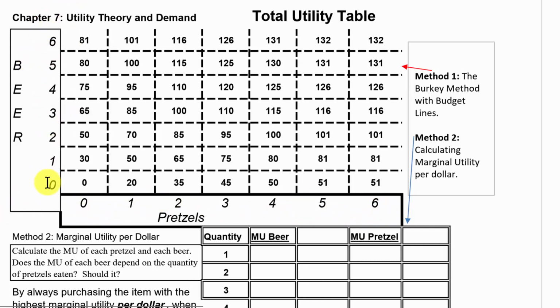Just to pick one of these numbers at random, this 100 tells us this person gets 100 utils of happiness when this person eats 2 pretzels and has 3 beers. Another point we might want to look at is this 0. This is saying that this person gets no happiness when they have no pretzels and no beer. Basically, all we're looking for is that a higher number tells us this person is happier. So this is a total utility table.